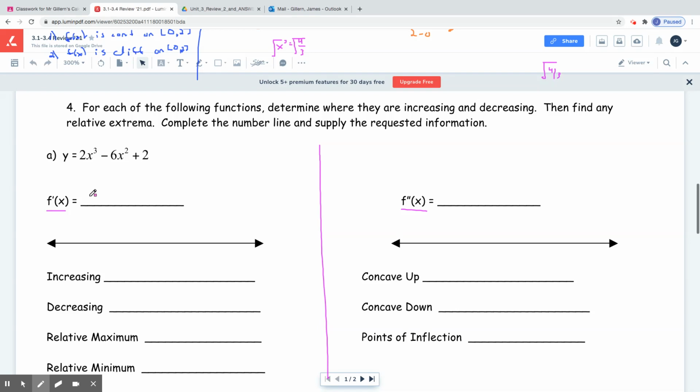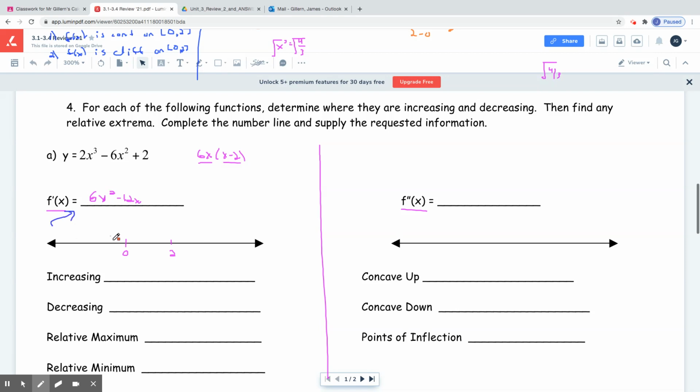All right, so this derivative is 6x squared minus 12x. When I set this equal to 0, I take out a 6x, and I'm left with x minus 2. So I get 0. And when I set that equal to 0, I get 2. So my critical values are 0 and 2. All right, so now when you use this number line, you're plugging into the derivative.